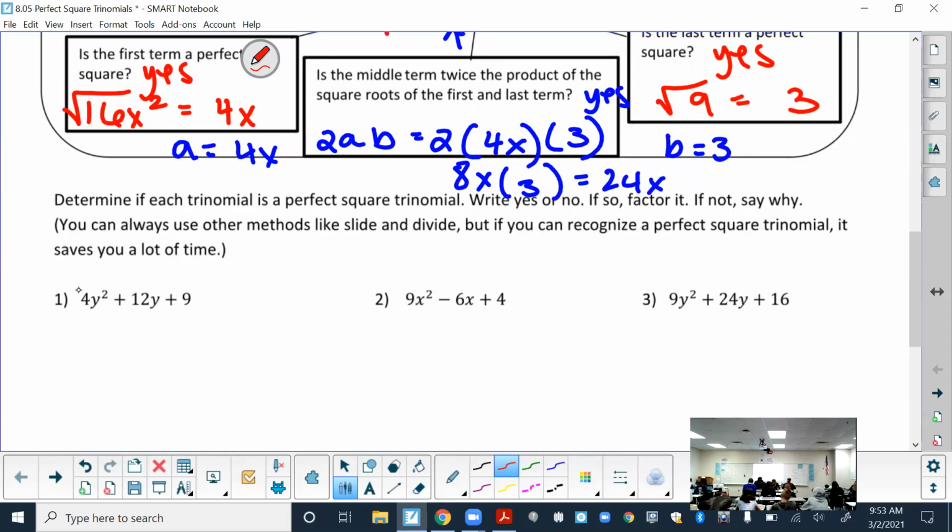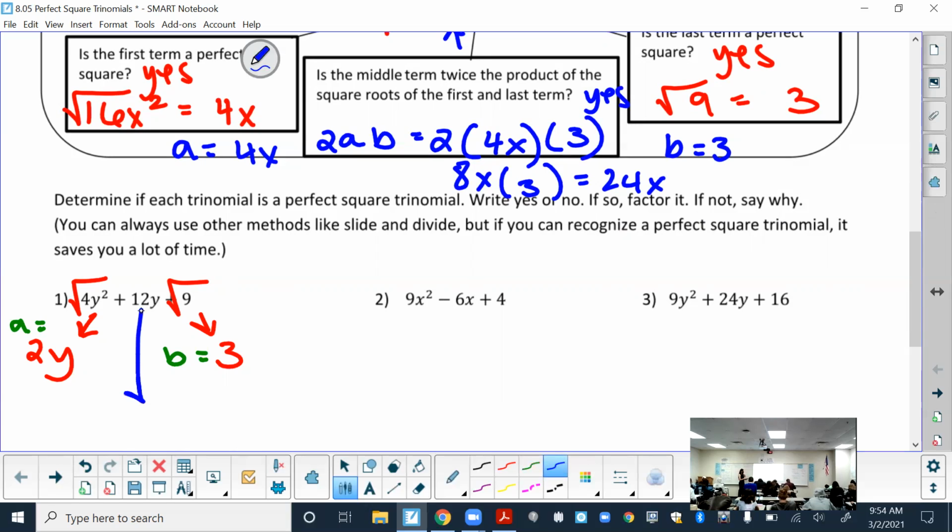To figure out if number 1 is a perfect square trinomial, we're going to take the square root of the first term and the last term. What's the square root of 4y squared? 2y. Good. What is the square root of 9? 3. Now, we have our a value, we have our b value. Just letting you know this is a, this is b. Now we need to check the middle term. It's positive, so it's supposed to be 2 times a times b. So the 2 is positive.